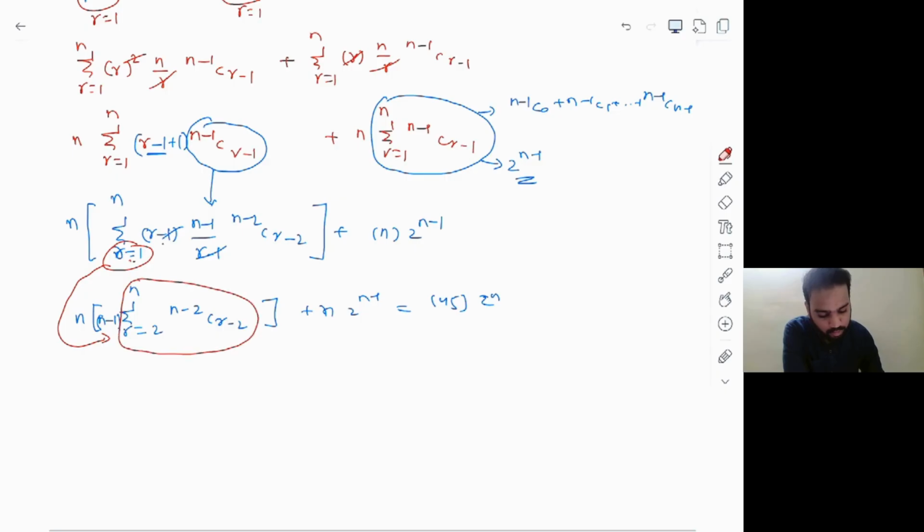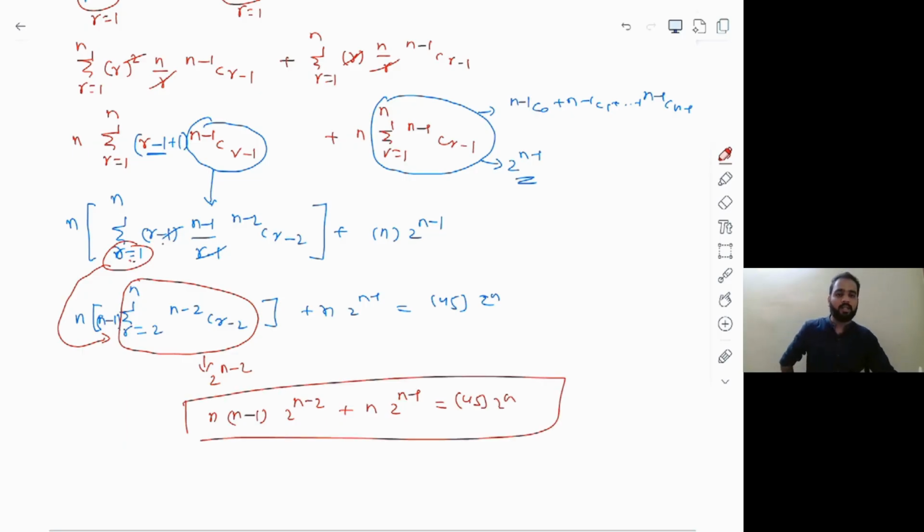This entire sigma is simply the expansion of 2 to the power of n minus 2, just like the other one we have simplified. So finally, what we have is n into n minus 1 into 2 to the power of n minus 2 plus n into 2 to the power of n minus 1 is equal to 45 into 2 to the power of n.